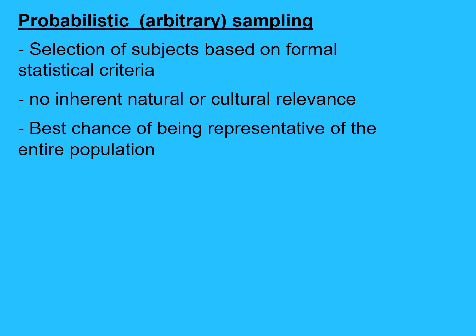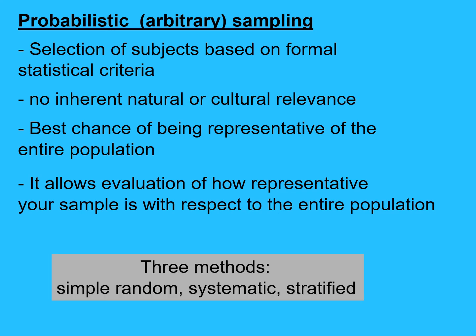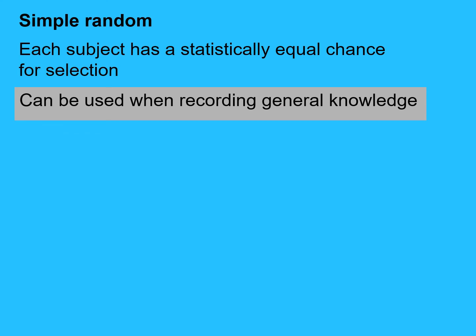This type of sampling has the best chance of being representative of the entire population. And it allows you to evaluate how representative your sample is with respect to the entire population. There are three methods to probabilistic sampling: simple random, systematic, and stratified.